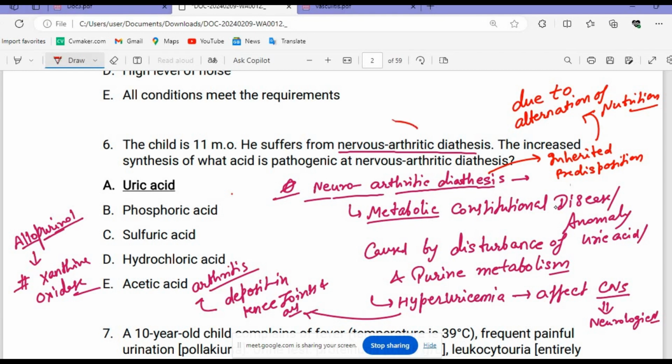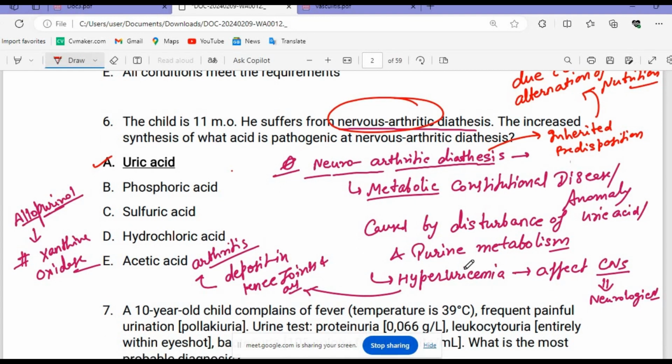Okay, so remember the nervous arthritic diathesis: there is accumulation of uric acid, and this hyperuricemia or purine salvage pathway problem will lead to neurological problems as well as arthritic problems. That's why uric acid. I hope this is clear.